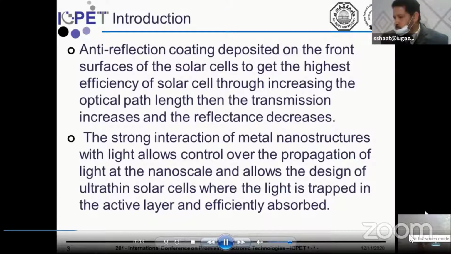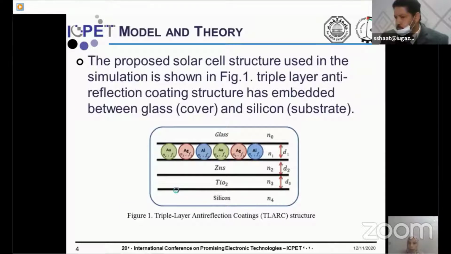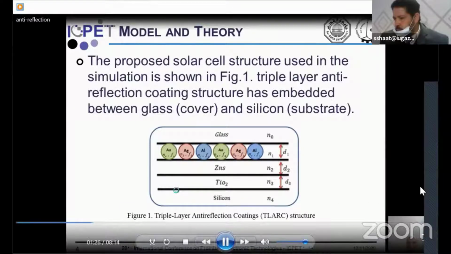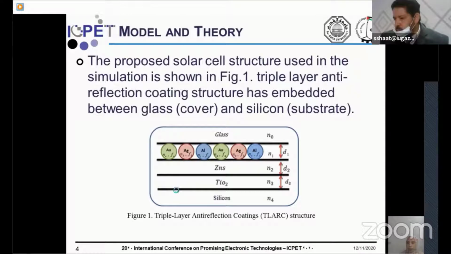Model and theory. The structure of the proposed solar cell consists of a triple layer anti-reflection coating that has impedance between the cover from glass and the substrate from silicon. The first layer of anti-reflection coating is an active layer which consists of 3 types of metal nanoparticles, and the second layer is zinc sulfide, and the third layer is titanium dioxide.